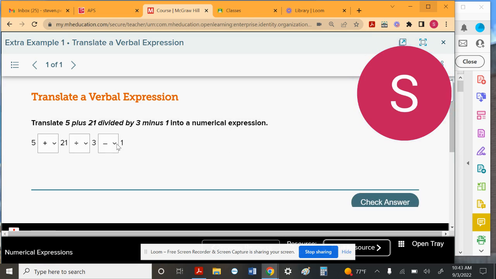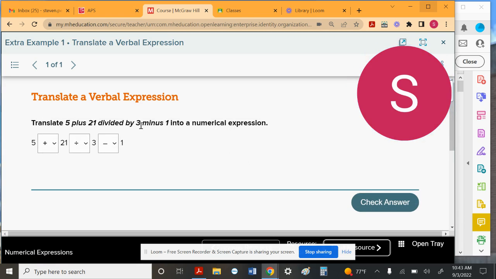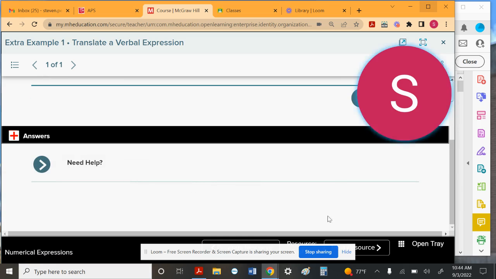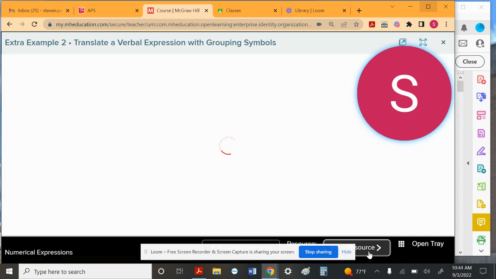So translating another verbal expression on our own, we have translate 5 plus 21. Notice it's already written in there. You'll notice these drop-down menus, which we can change things if we want to. So 5 plus 21 divided by 3 minus 1. Again, I would not be using this multiplication symbol. You'll notice in their multiplication, they still use x, at least for a while, and then they tell you not to do it. So I'm just trying to get you not to do it right from the very beginning. Notice you can go down here. If you need any help, you can definitely ask for more resources.